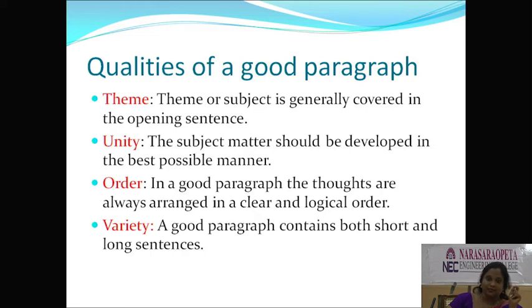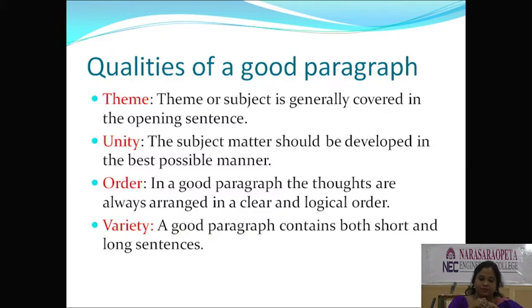So unity is very, very important. The subject matter should be developed in the best possible manner. So it should go, like for example, you take your face, it starts with your hair, forehead, eyes, nose, your mouth, your cheeks, and then your neck. So it has a unity. And each and every sentence should synchronize with each other. And that should be your unity. So unity of place, time and matter.